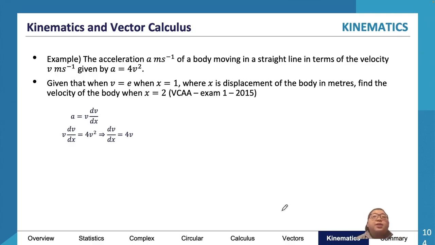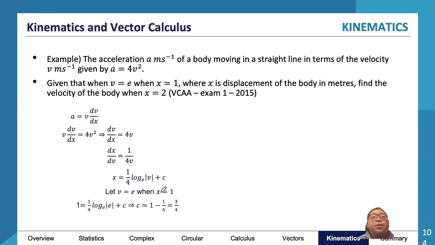So you'll get v dv dx equals 4v squared, so dv dx will equal 4v, and then you can flip that to get dx dv equals 1 on 4v, so you're integrating with respect to v. The integral of 1 over 4v will just equal a quarter log v plus c. Then you can substitute in v equals e when x equals 1, so you'll have 1 equals a quarter log e plus c, so c will equal 1 minus 1/4, so c will equal 3 on 4, because log e is just 1. Then you'll get that x will equal a quarter log v plus 3 on 4. You can technically remove the absolute value because your velocity is always going to be greater than 0, but we can keep it for now.